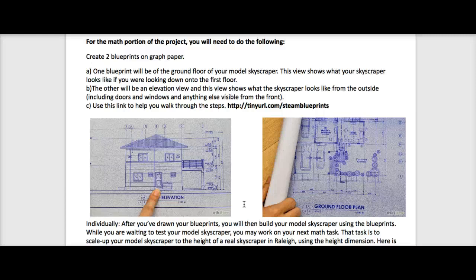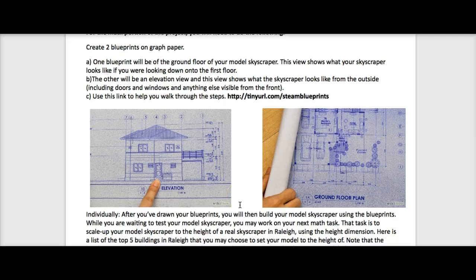Since there's probably 3 or 4 of you in your group, I recommend one of you working on the ground floor plan, one of you working on your elevation plan, and the third or fourth person helping each other out on the math calculations. You must be neat, you must be accurate, you must work together.